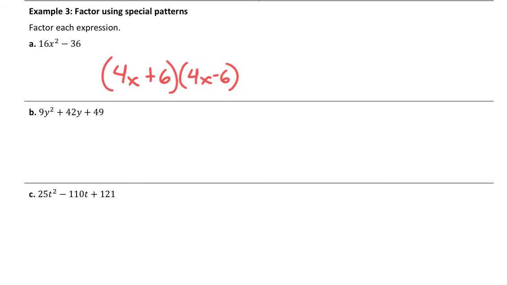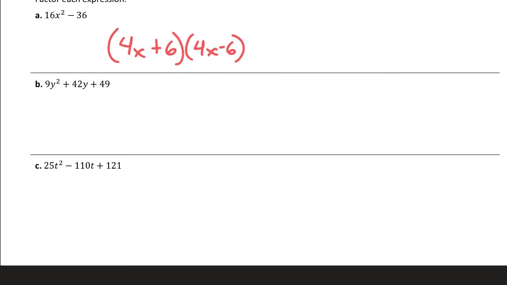And the reason I can say that, 4x times 4x is 16x squared. 6 times negative 6 is negative 36. And if I do the plus and the minus here, that means the middle terms would cancel out if I distribute this back out. So that's why I have plus 6 minus 6. For part B, first term is a perfect square, last term is a perfect square. 3y plus 7, 3y plus 7.